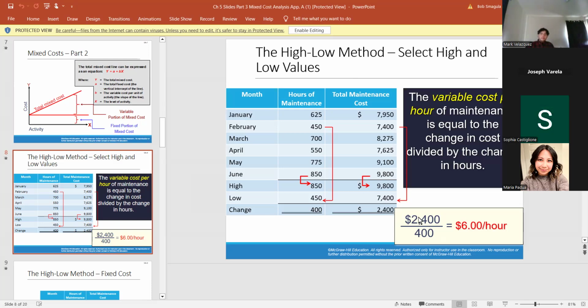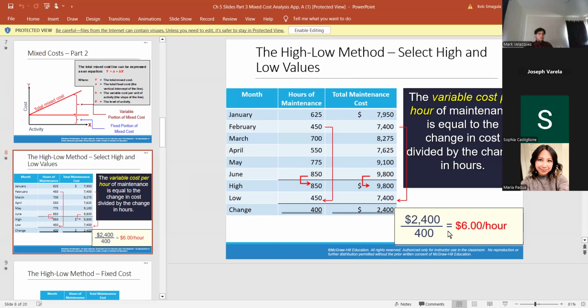We're now going to do the same thing with the units. We're going to go for the high and the low. The high looks like it's 850. The low looks like it's 450. The difference is 400. This is the difference in the high-low dollars. This is the difference in the high-low units. And when you divide it out, in this case, you get $6 per maintenance hour. What does that represent? The variable cost per unit.